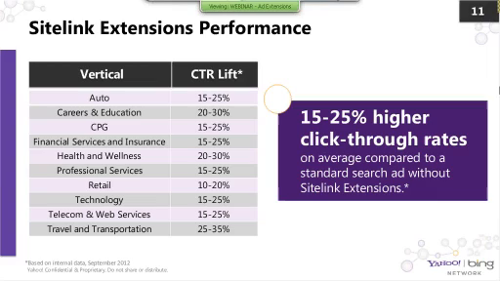But this shows us a little bit about a vertical breakdown and what you can typically estimate or anticipate as far as click-through lift for different verticals. So for example, auto, we see approximately a 15 to 25% click-through rate. These numbers were gathered in September 2012 for a variety of advertisers across many verticals that were opted in at that time.